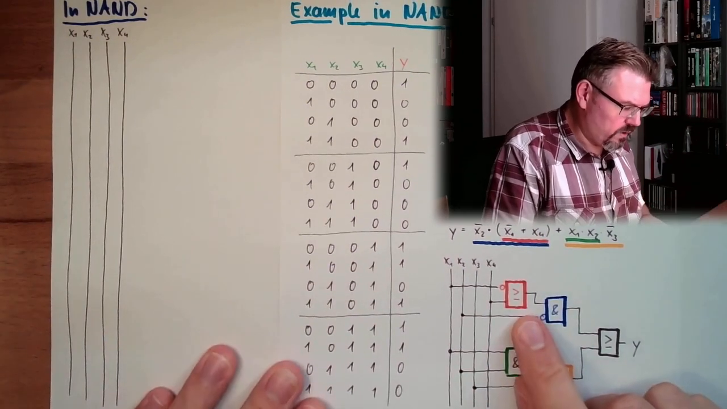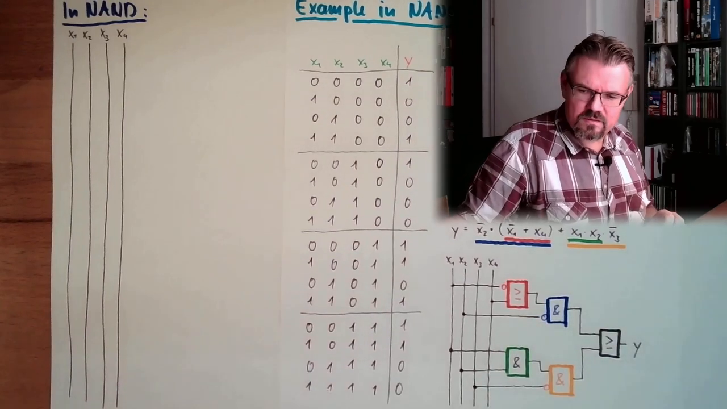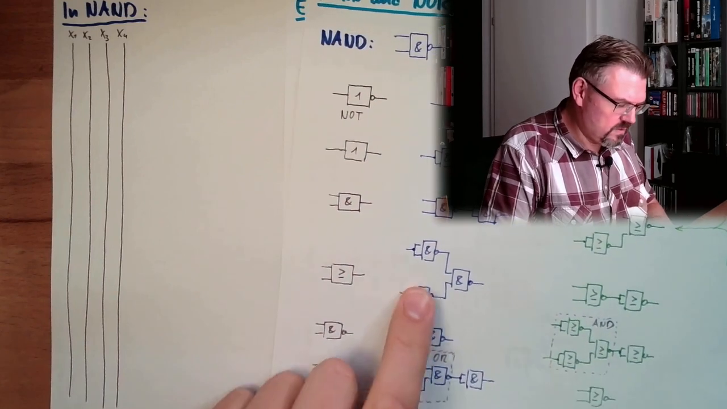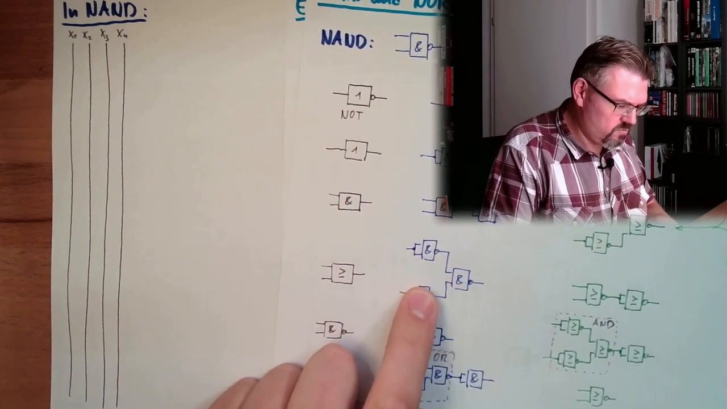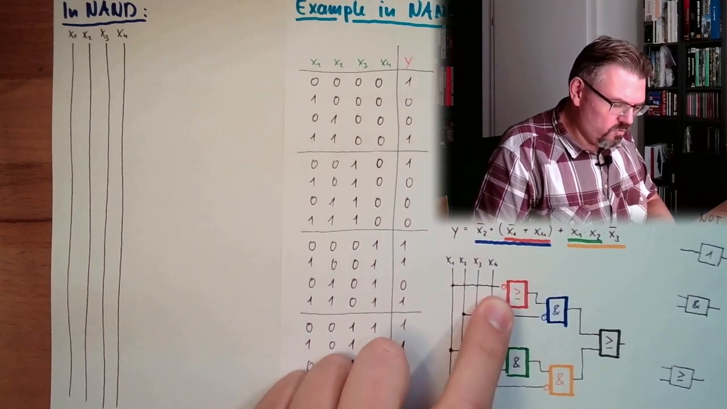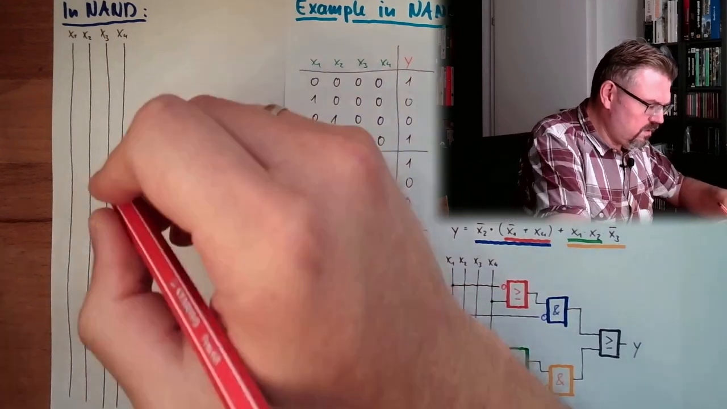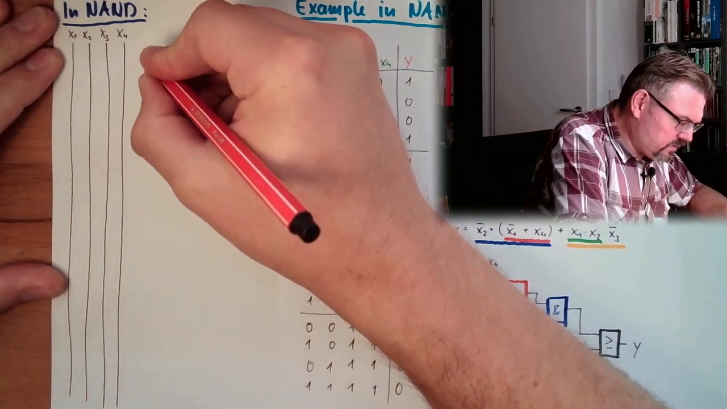So this red OR. What is an OR in NAND? This is an OR in NAND, and I need to NOT one input. So I will first draw this NOT. A NOT in NAND looks like that.